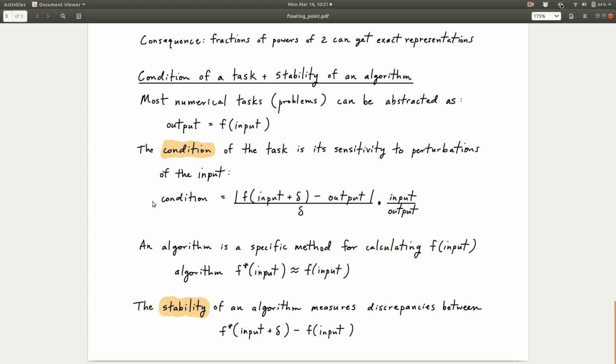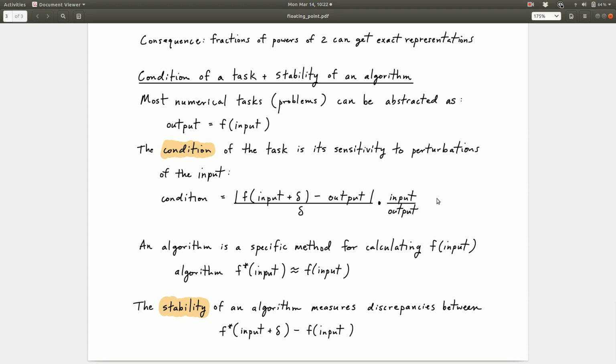So the way this is usually defined in numerical analysis is the following. The condition of the problem is kind of defined like a derivative. So if you took the limit, forgetting about computers for a second, you're just doing math, if you take the limit as delta goes to 0 of this expression, this is the absolute value of the derivative. So this is kind of like a derivative, but then it's scaled by the ratio of the input to the output, just for conventional reasons. So this is the condition of a problem.